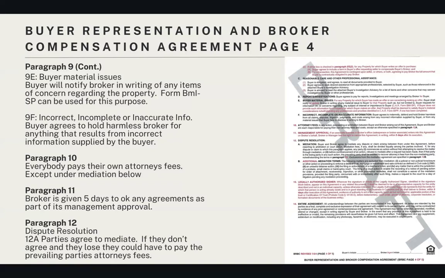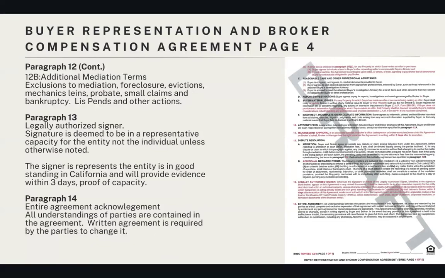Paragraph 12, dispute resolution. So fairly common, similar to other agreements in real estate that we're dealing with. But 12A, the parties agree to mediate. So both the buyer and the buyer's broker agree to mediate if there's any challenges or disagreements. If they don't agree and they lose, they could have to pay the prevailing party's attorney's fees. So if they lose the suit, they're not entitled to attorney's fees.